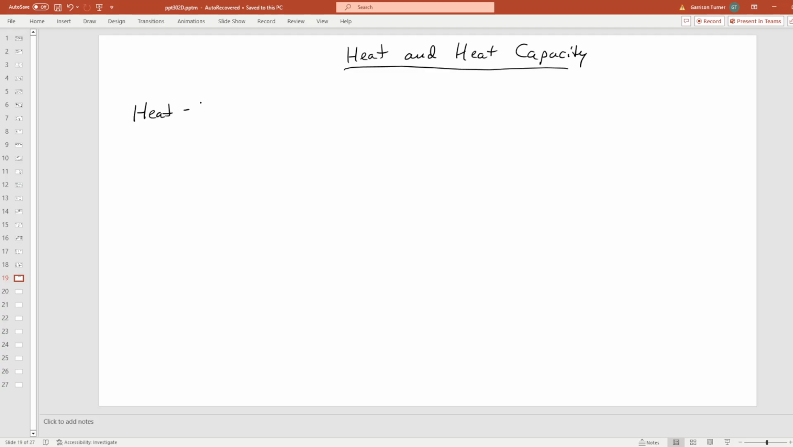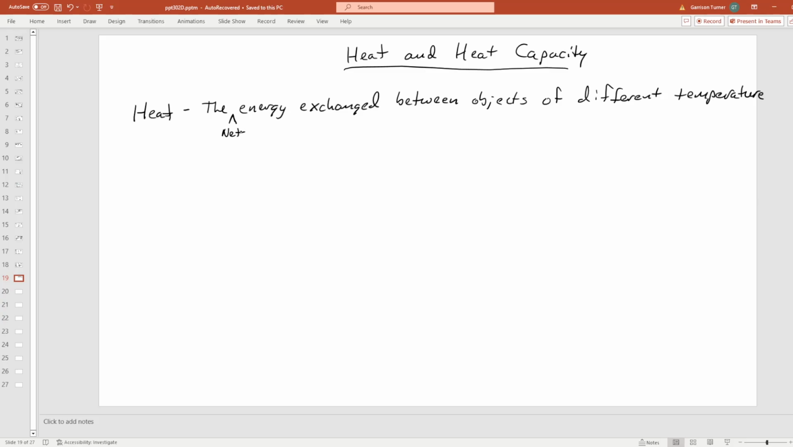But heat, at the end of the day, we define heat to be the energy exchanged between objects of different temperature. So when two objects are brought into thermal contact, if they don't have the same temperature, some energy between them will flow. And in reality, we should say the net energy exchanged, if we want to think of it in these terms.